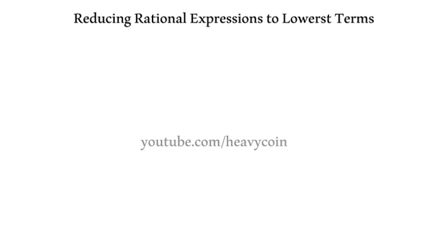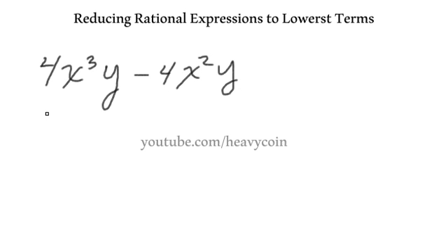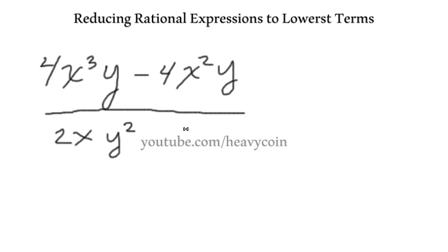Let's see what we got coming up here. We're going to have 4x cubed y minus 4x squared y, and that's going to be all over 2xy squared minus 2x squared y squared. So we're going to reduce this to lowest terms.